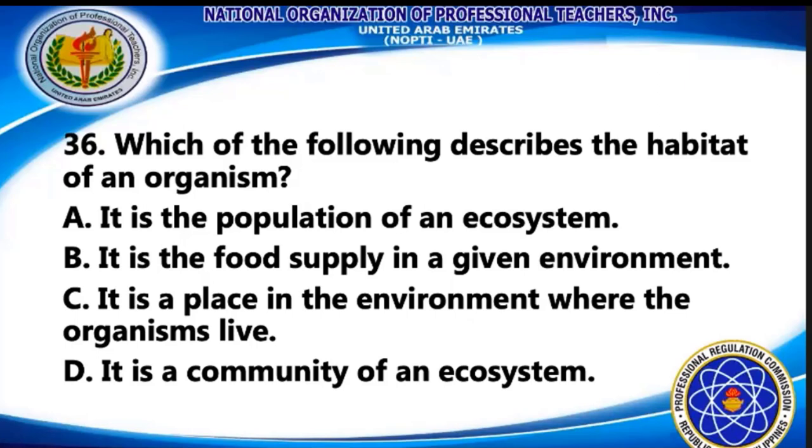Correct answer is letter C. Habitat is a place, a certain area in the environment where an organism or a biological population lives or occurs. For example, pond. Pond is a place, so it is a habitat for fishes, for other plants, other non-living things. Yon. So habitat.